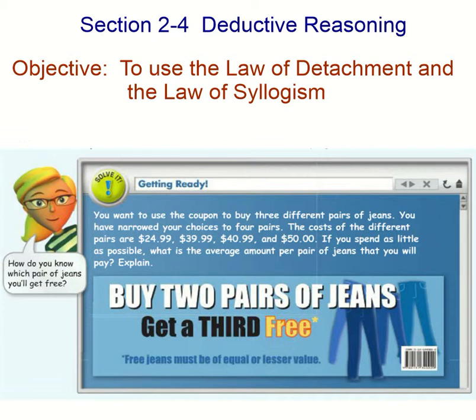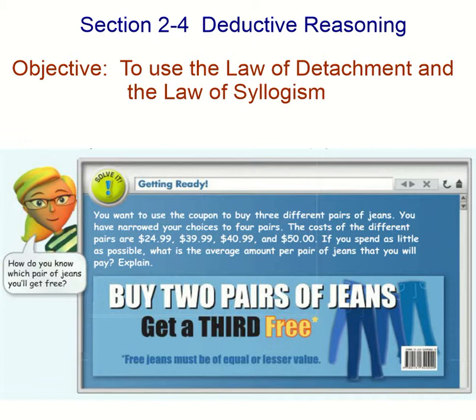So here we've got a problem. You're going to use a coupon to buy 3 different pairs of jeans. It says buy 2 pairs of jeans, get a third free. So you narrowed it down to 4 pairs of jeans. One's $24.99, $39.99, $40.99, and $50. But you want to spend as little money as possible. And so you've got to decide, what is the average amount per pair of jeans that you will pay?